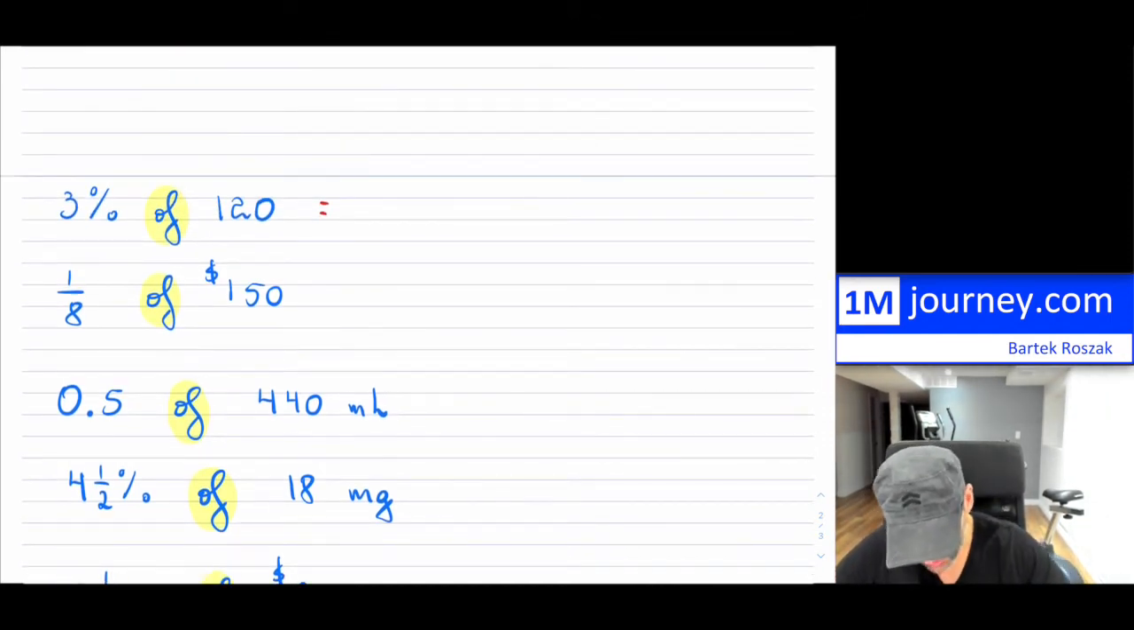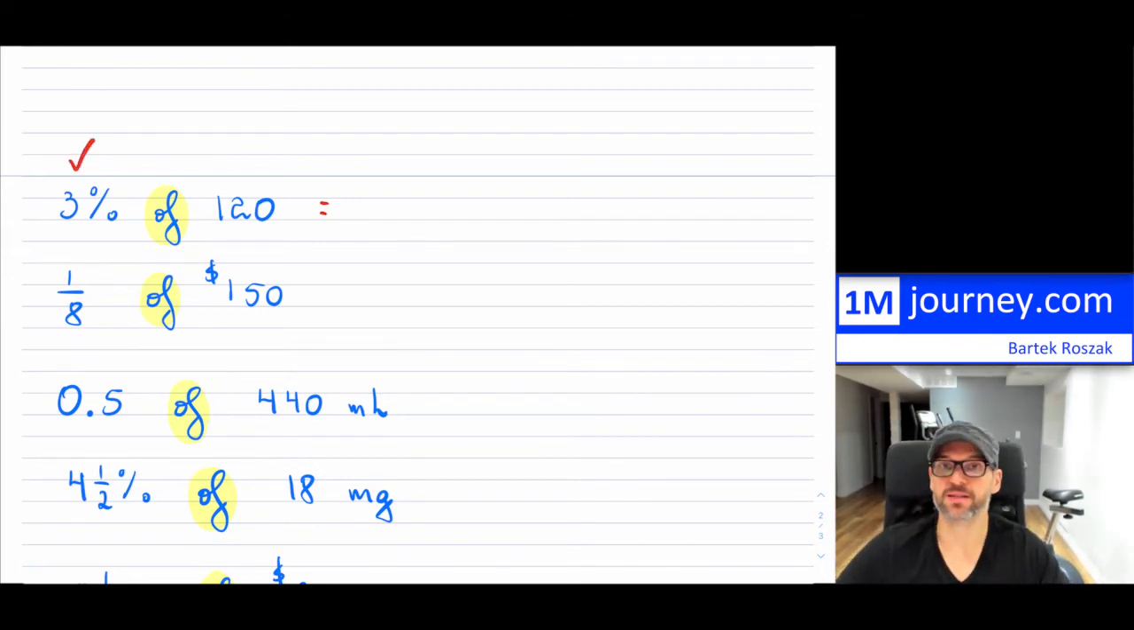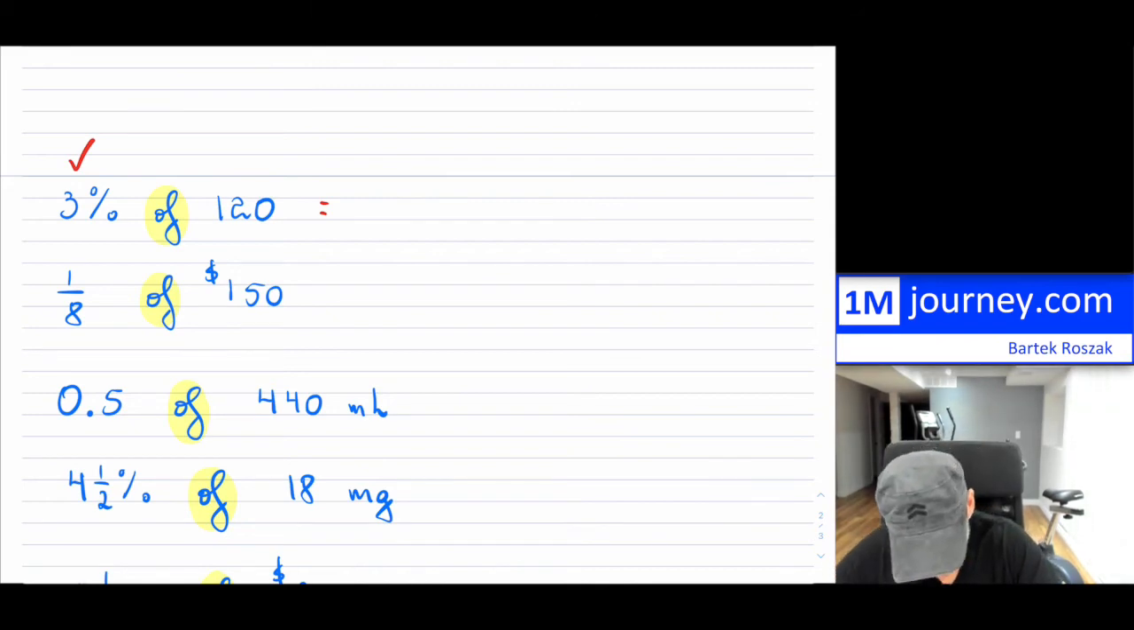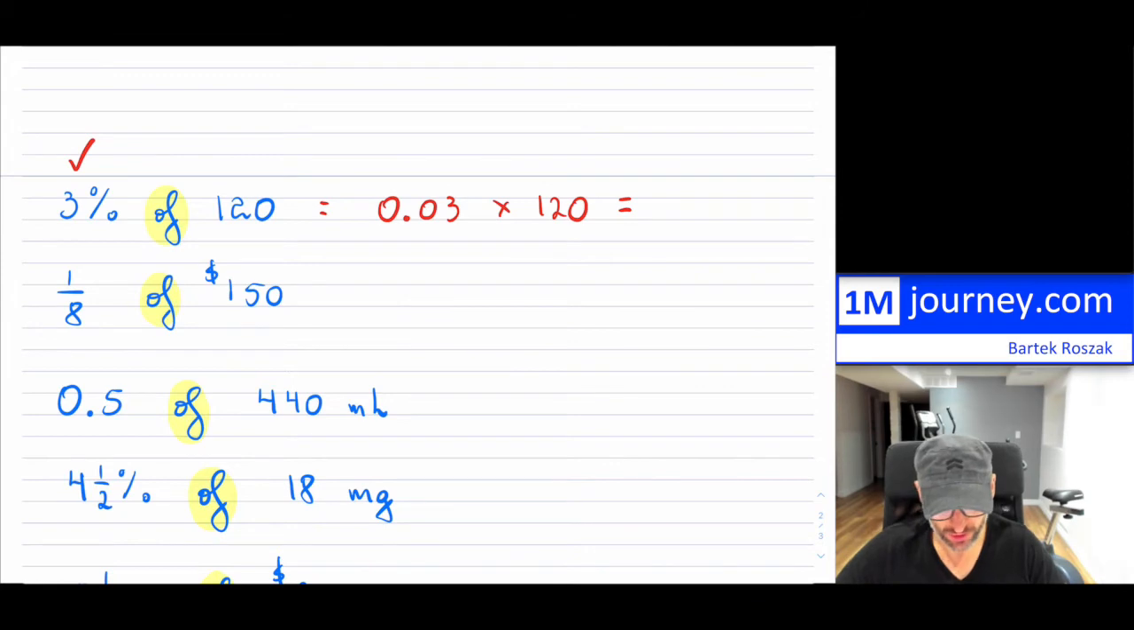So what you do is if you see a percent, you're going to change it back. Doesn't matter, decimal or a fraction, whatever you're comfortable with. So now this, as a decimal, is 0.03. The word "of" means multiply, times 120. And when you multiply these, you're going to get exactly what you want.